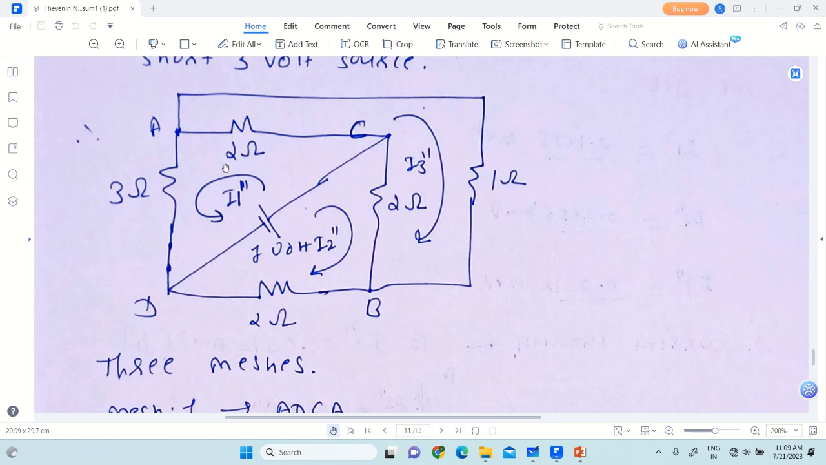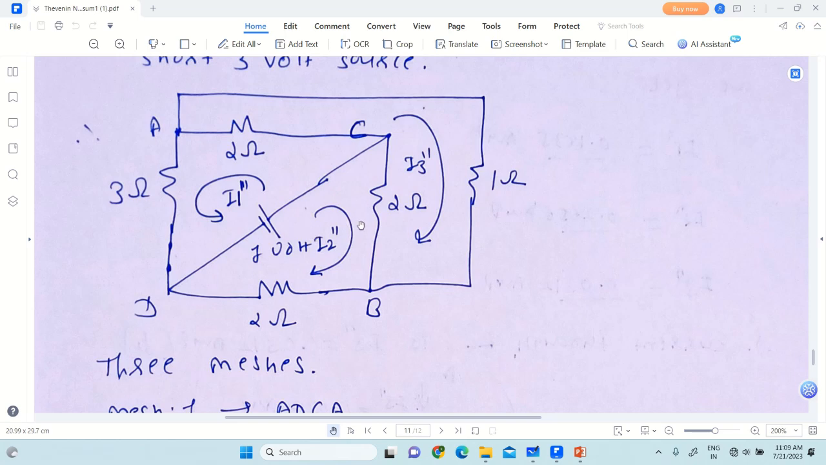So yes, there are 3 meshes: mesh A, C, D, A, mesh number 2 C, B, D, C, mesh number 3 A, then 1 ohm, B, 2 ohm, C, 2 ohm, A. So 3 meshes. Assume the direction of currents in each mesh. So I assume that in first mesh current is flowing, which is I1 double dash, and its direction is anti-clockwise. You can also assume clockwise, no problem.